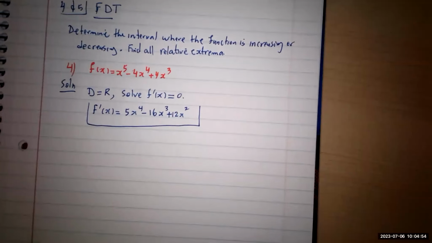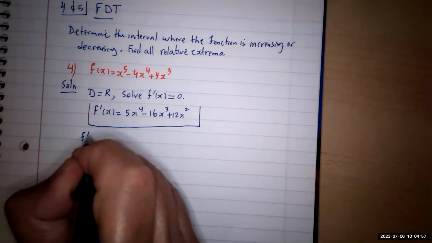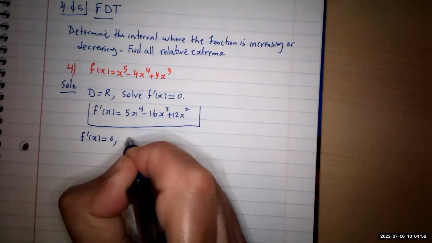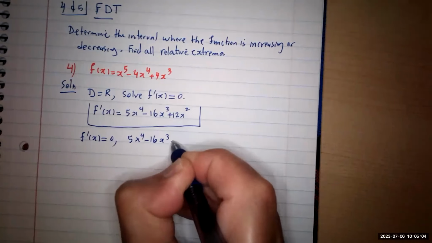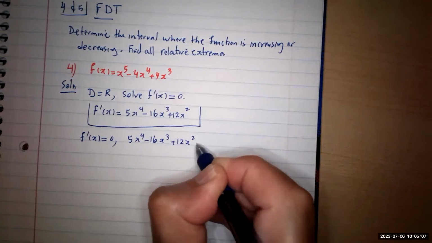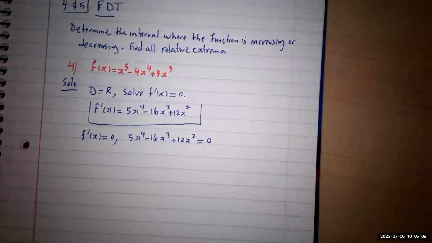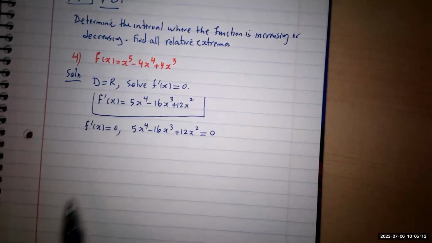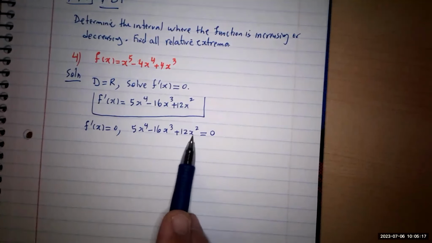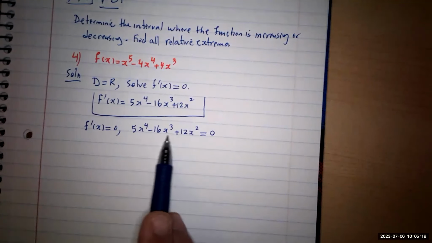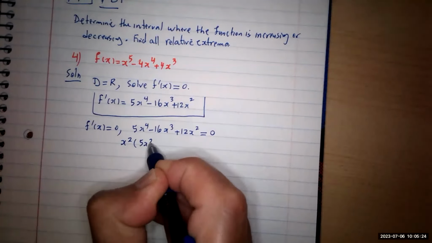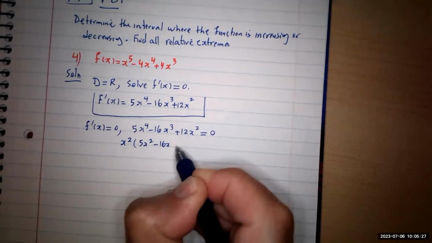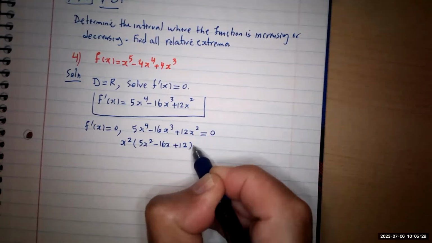So we have to let it equal to 0 to get the critical values. f prime of x equal to 0. And this is 5x to the 4th minus 16x cubed plus 12x squared equal to 0. Okay, when we get a higher degree type, we try the factoring. So in this case, there is a common factor, which is going to be x squared. Okay, pull out the x squared as a factor. So the leftover is going to be 5x squared minus 16x plus 12 equal to 0.